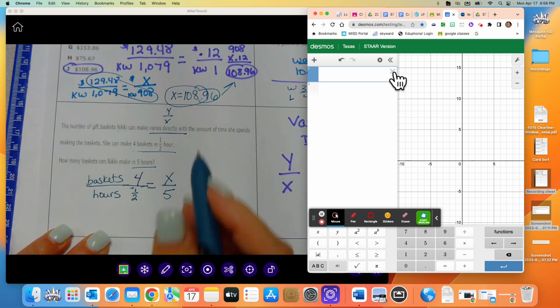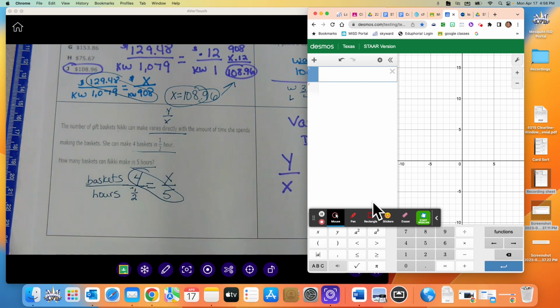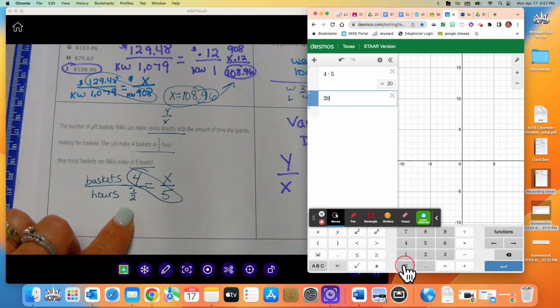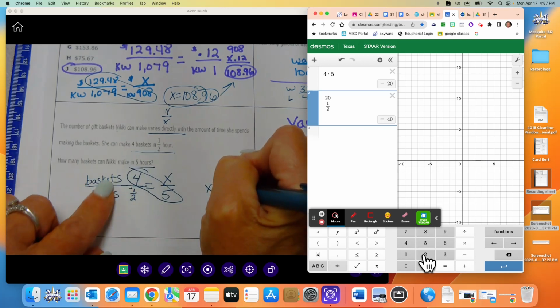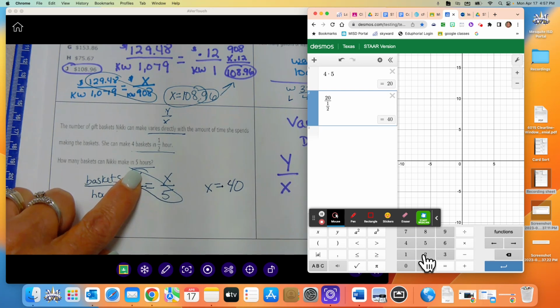Okay, first thing I'm going to do is I'm going to cross multiply. So I'm going to multiply 4 times 5. You get 20. Okay, then you're going to divide by this. So 20 divided by 1 divided by 2. So for 5 hours, she can make 40 baskets.